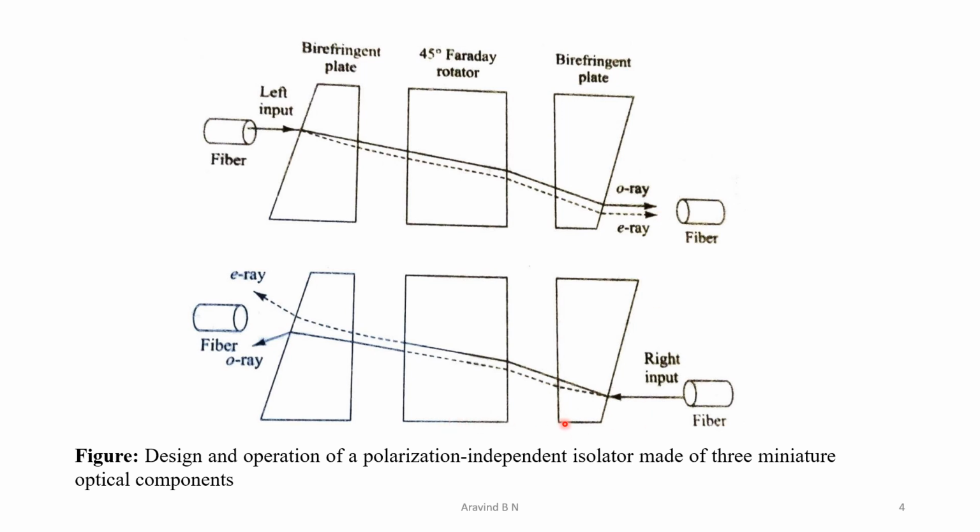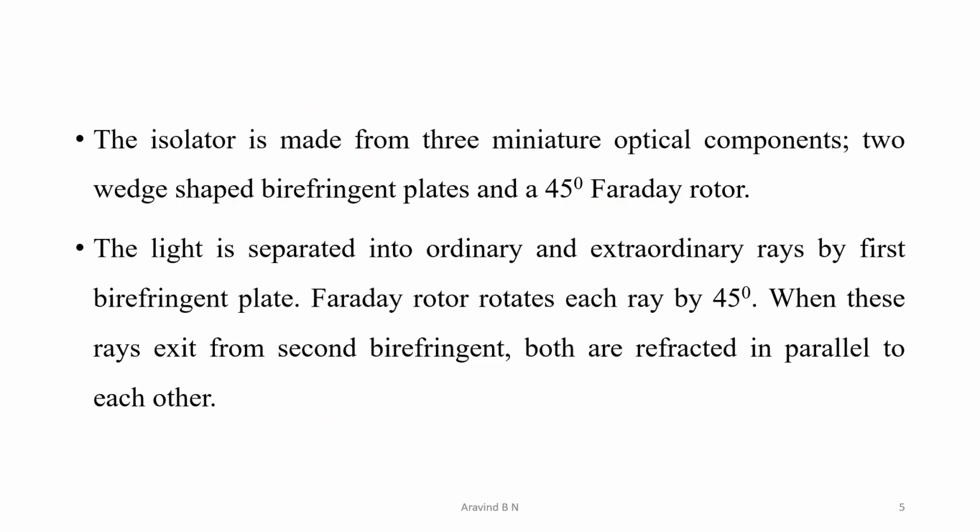So this second diagram shows the traveling of the light in the opposite direction. Now going in the reverse direction, the relationship of the ordinary and the extraordinary rays are reversed when exiting the Faraday rotator due to the non-reciprocity of Faraday rotation. So what I explained with respect to the diagram in the previous slide, everything is being given over here.